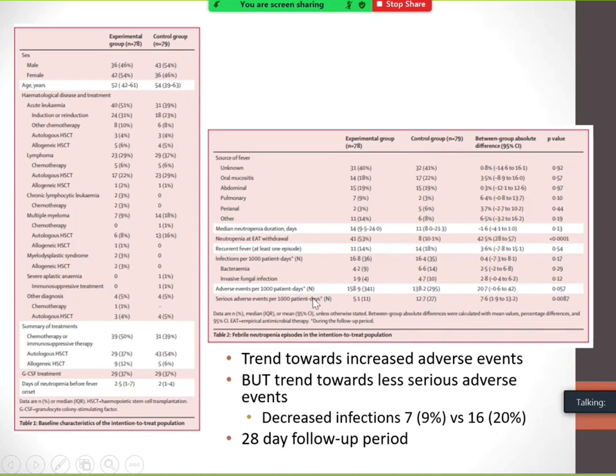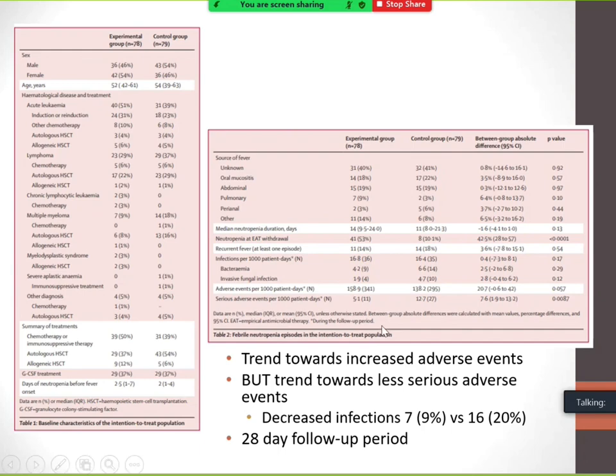But if you look here, there was no difference in mortality. There was actually a slight increase in adverse events, and it was almost statistically significant. In the experimental group, those adverse events were mucositis, nausea, vomiting, diarrhea.